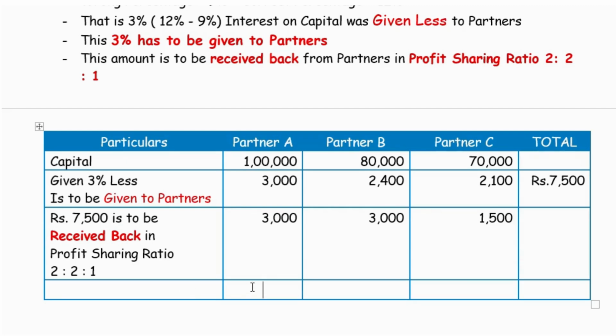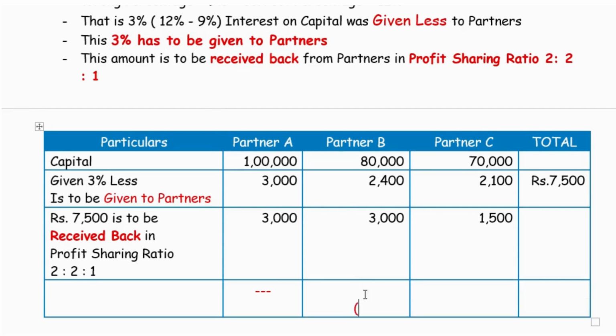Now in case of partner A, he has to be given 3,000 and 3,000 has to be received from him. So there is no adjustment in case of partner A. In case of partner B, he has to be given 2,400 and he has to give to the firm, that is, the firm has to receive back rupees 3,000. That is the difference amount of 3,000 minus 2,400. This amount of 600 is to be debited to his account because the partner has received extra money than what he is supposed to. So it is to be debited 600.